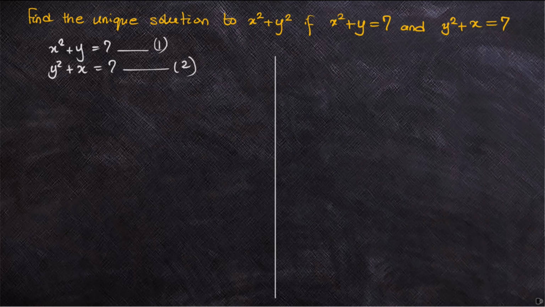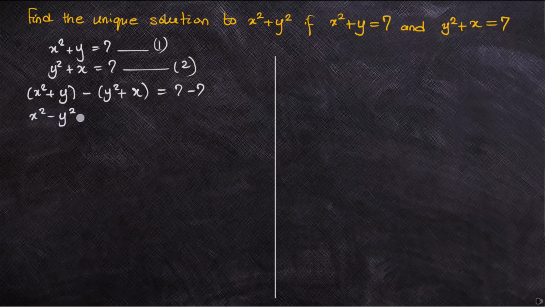For me, I'm going to subtract equation 2 from equation 1, so that I'm having x squared plus y minus y squared plus x is equal to 7 minus 7. And if you look at this and you open this bracket, we are going to have x squared minus y squared plus y minus x is equal to 0. Now, notice what I'm going to do now. x squared minus y squared is a difference of two squares. So I'm going to have x minus y into x plus y. That will result in x squared minus y squared.